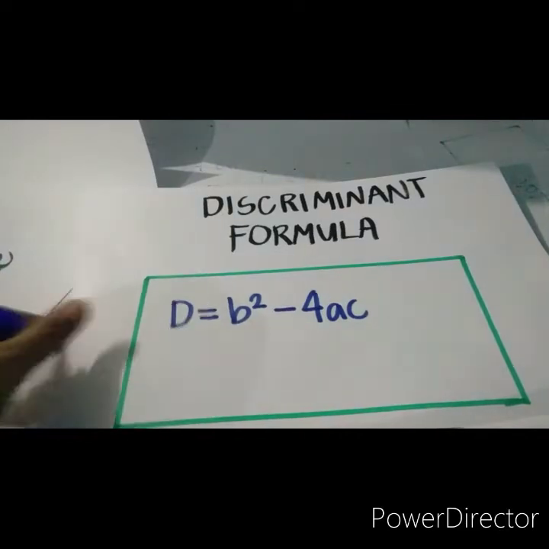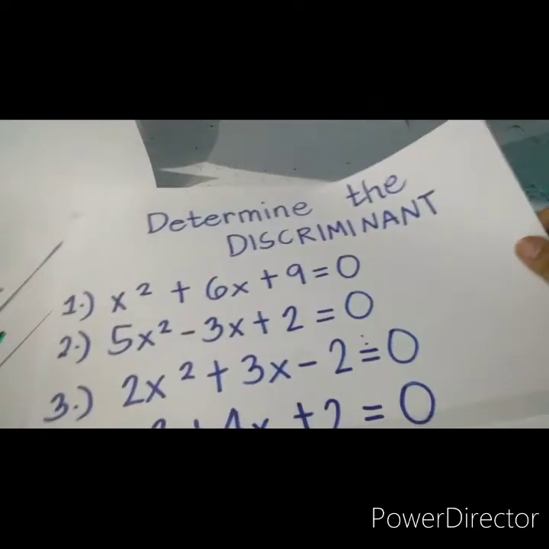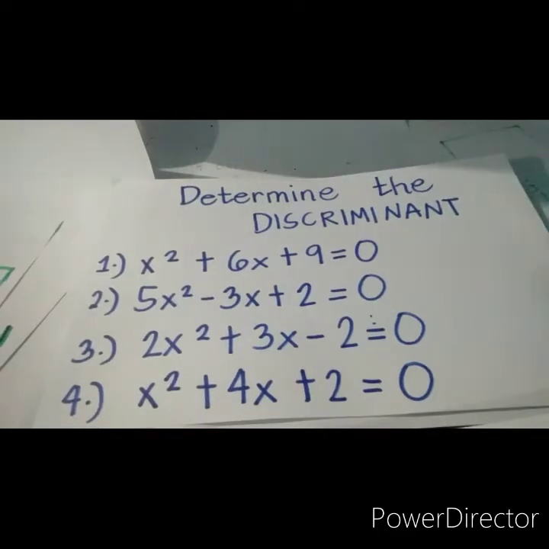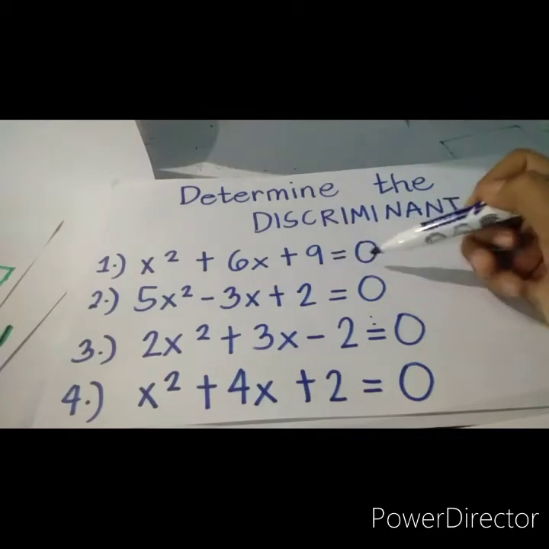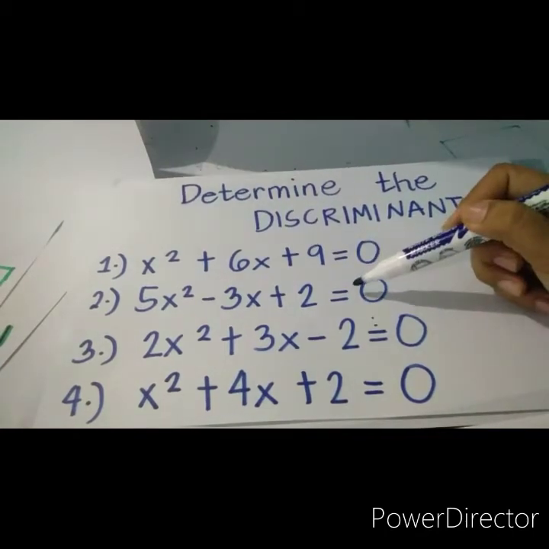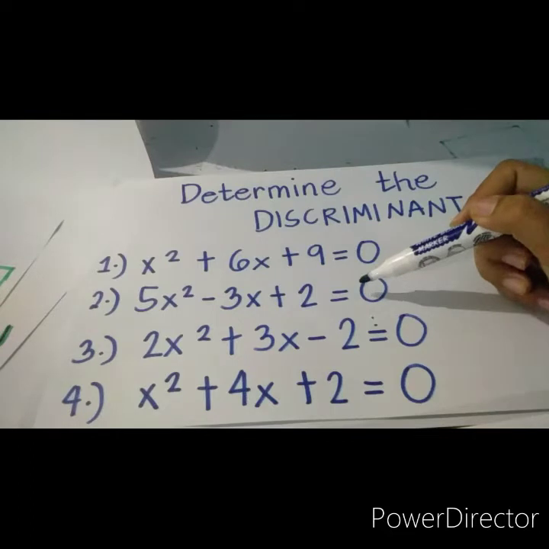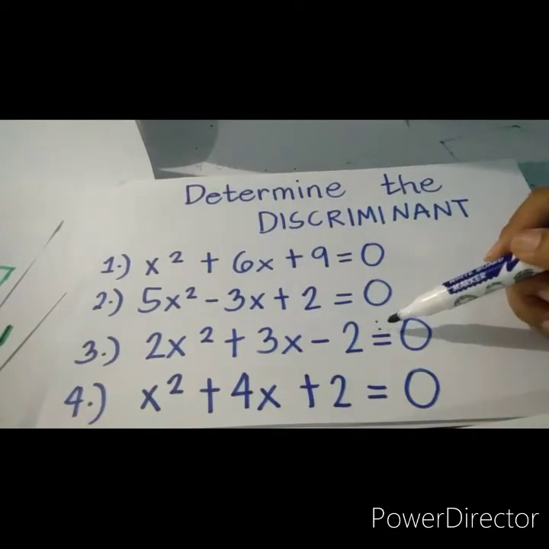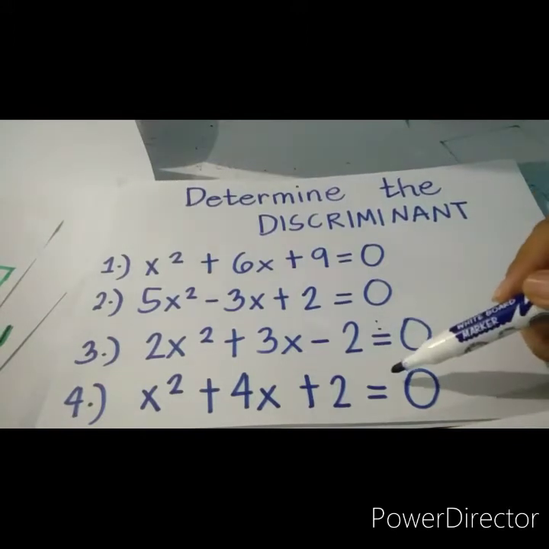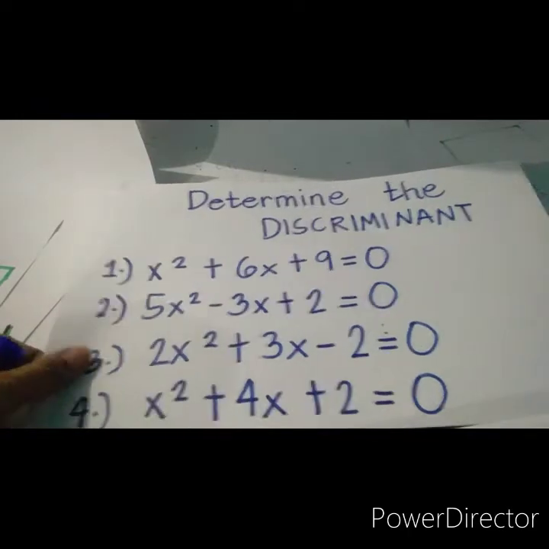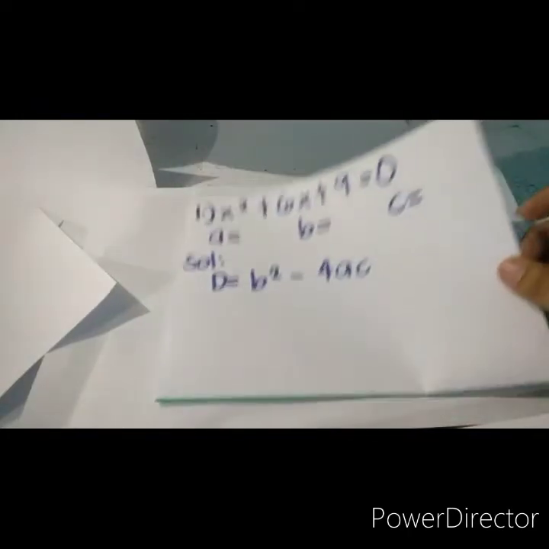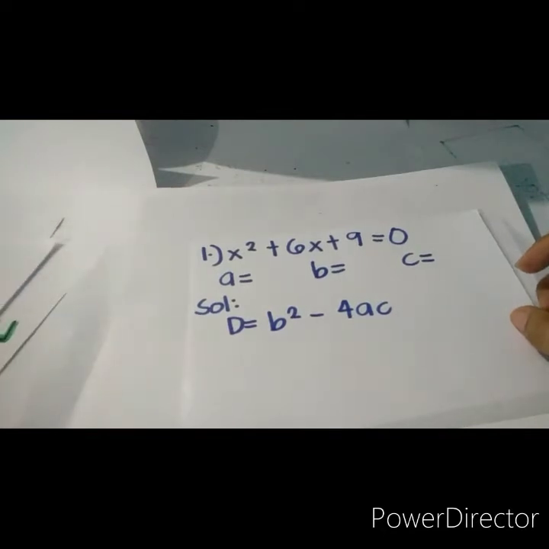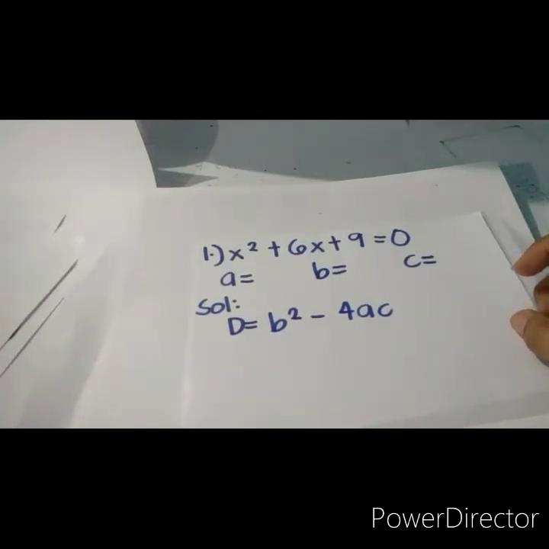So we'll find the discriminant of the following quadratic equations using the discriminant formula. We have x squared plus 6x plus 9 equals 0. We also have 5x squared minus 3x plus 2 equals 0. We also have 2x squared plus 3x minus 2 equals 0. And we have x squared plus 4x plus 2 equals 0. Okay, we'll have the first example. Using the discriminant formula, find the discriminant of this quadratic equation.